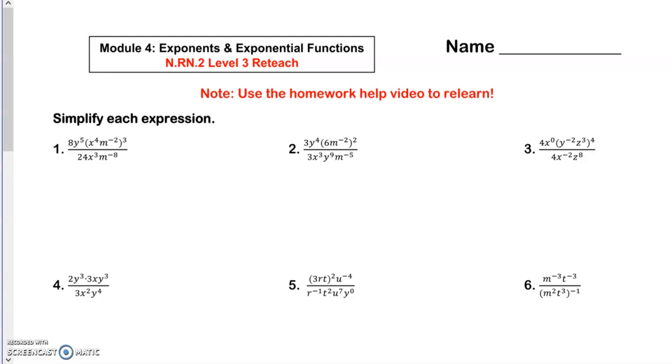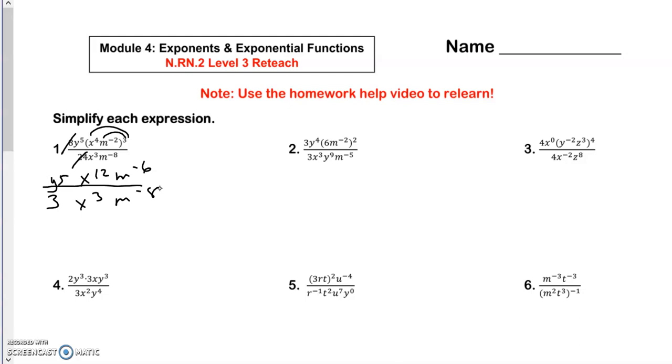So the first thing I do is I'm going to set up my fraction. And I know that 8 goes into 24 3 times. I also know that I'm going to just leave the y to the 5th right now. And then I'm going to distribute. So I'm going to get x to the 12th and m to the negative 6. And then on the bottom, I'm just going to write x to the 3rd, m to the negative 8.